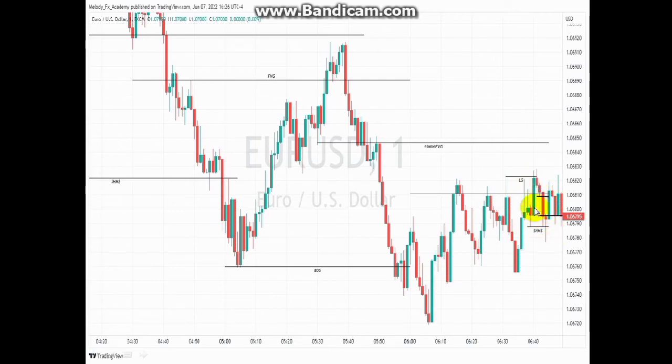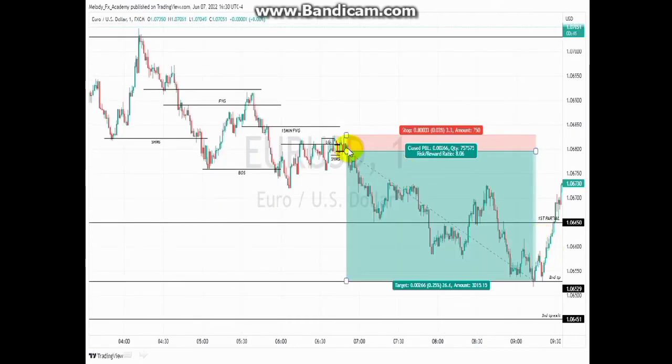At the same time, we had this OB. Okay, this is another block, right? This is the last up candle before this down move. Okay, so when price traded into it, I got my entry right there, and my stop loss was above this old high. Okay, and as you can see, price played off well.